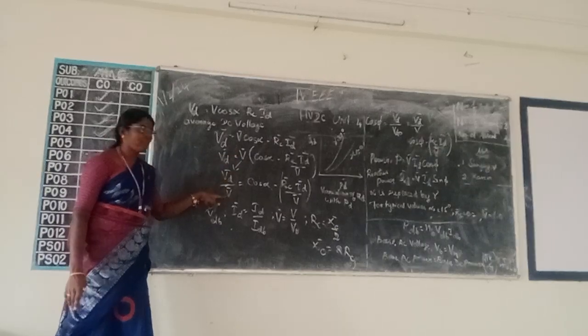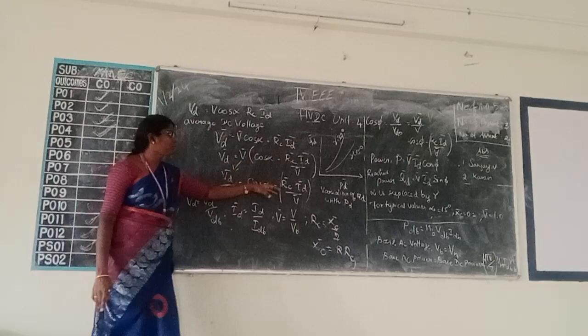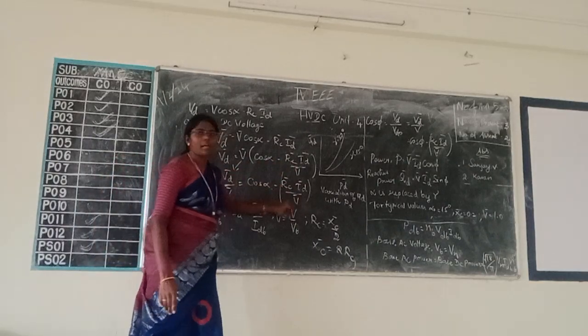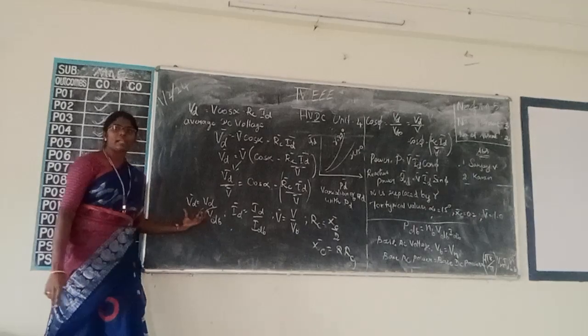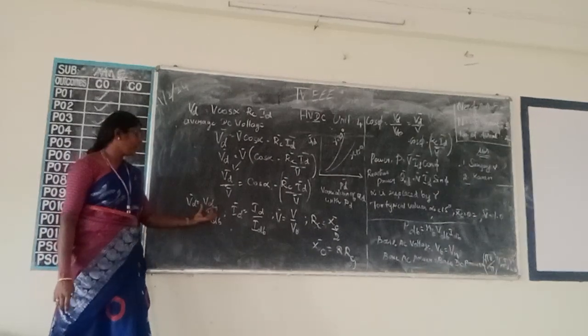That is VD bar by V bar equal to what? Cos alpha minus RC bar ID bar by V bar. Okay, and now by that what we are saying is that the average DC voltage will be equal to what?